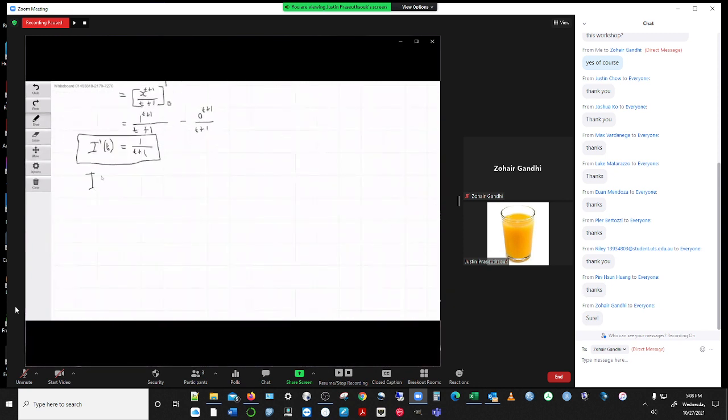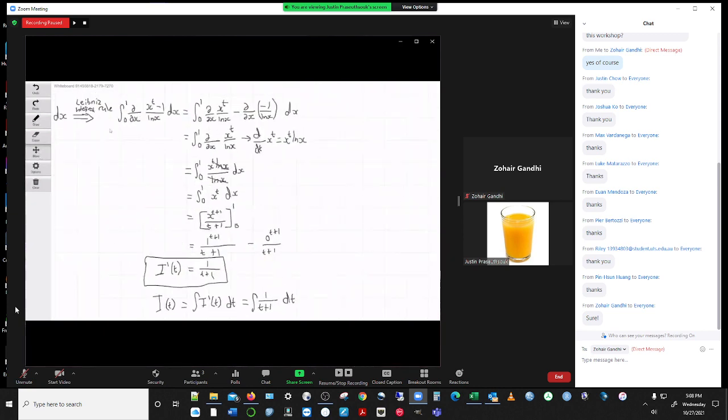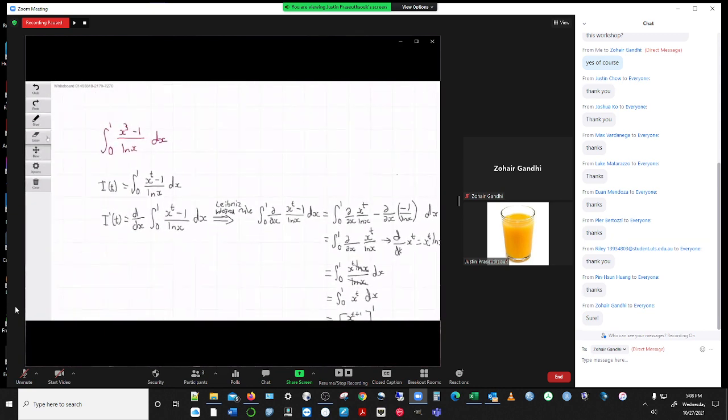Now we need to get back to the original function in its simplified form. This part is simple. All we have to do is integrate I prime. Now that we've done that, we are left with ln t plus 1 plus c. To evaluate the value of c, we'll sub in a value of t into the original integral to compute a value we know the answer to.